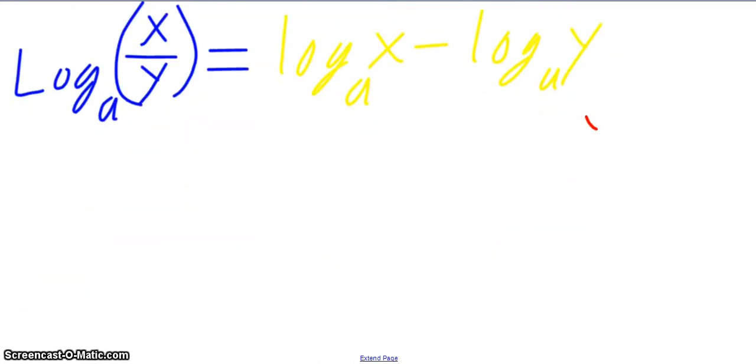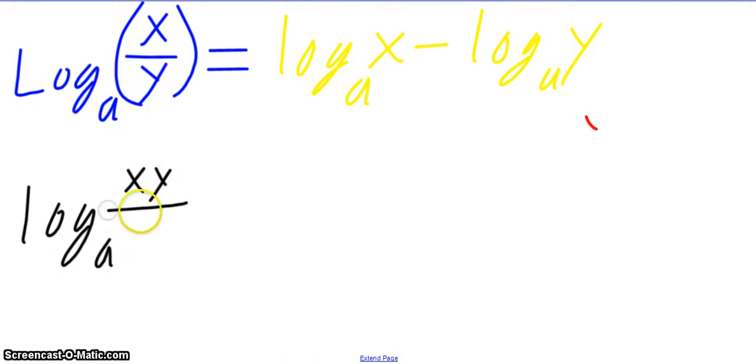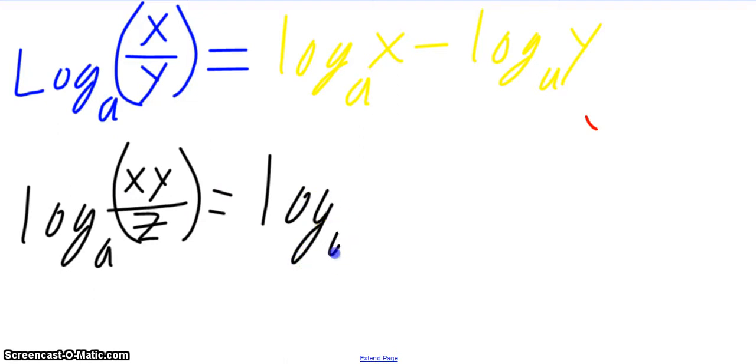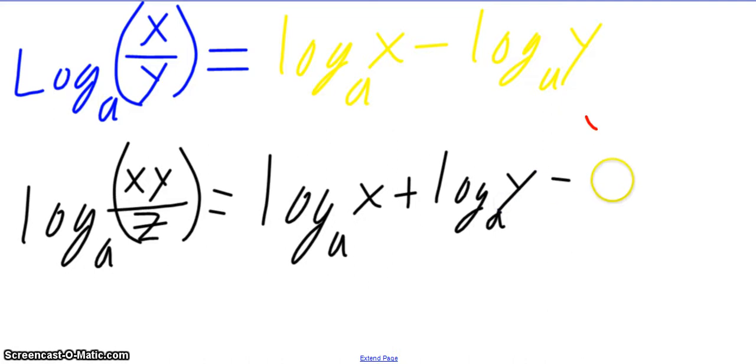So if we combine these, and let's say we have log base a of x, y over z, this becomes log base a of x plus log base a of y minus log base a of z.